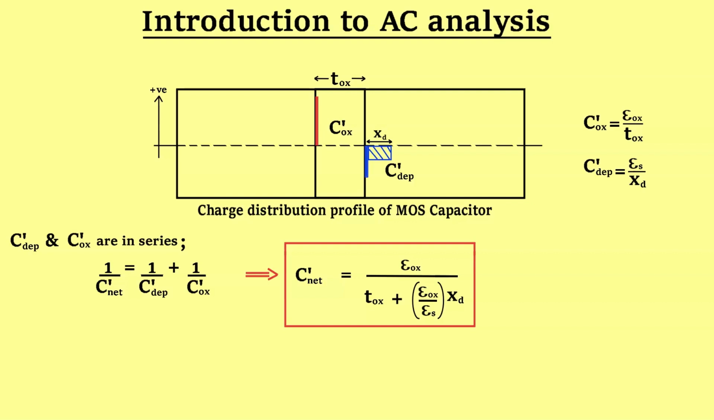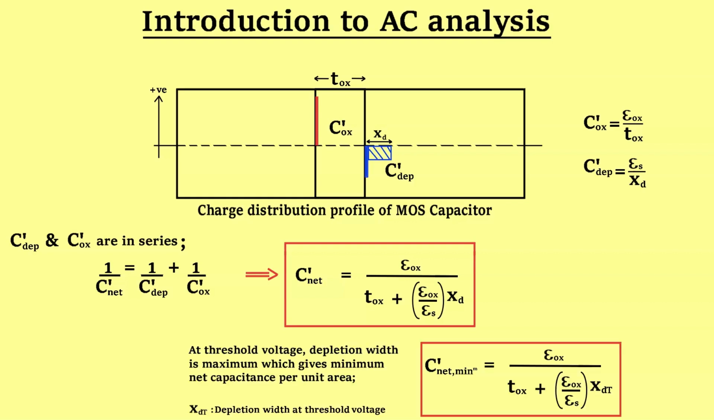In this formula, except depletion width, all the other parameters remain constant even if the applied gate voltage is changed. And we also know the depletion width increases until the gate voltage is equal to threshold voltage and then becomes nearly constant. Therefore, we can also find minimum net capacitance value. Our assumption of single capacitance, which we have considered until the last lecture, holds good for DC analysis. But for AC analysis, it may not give satisfactory results.